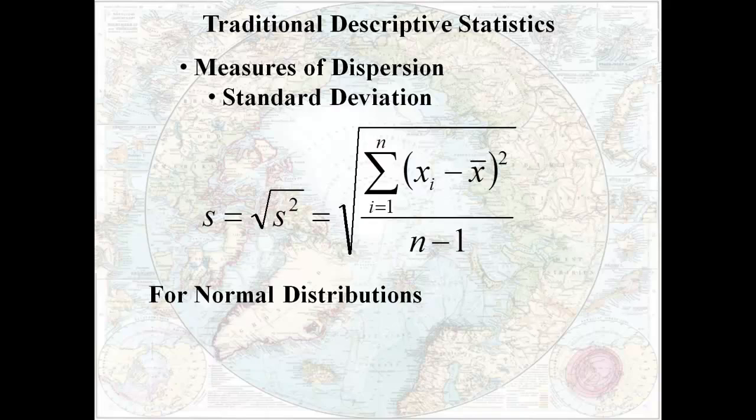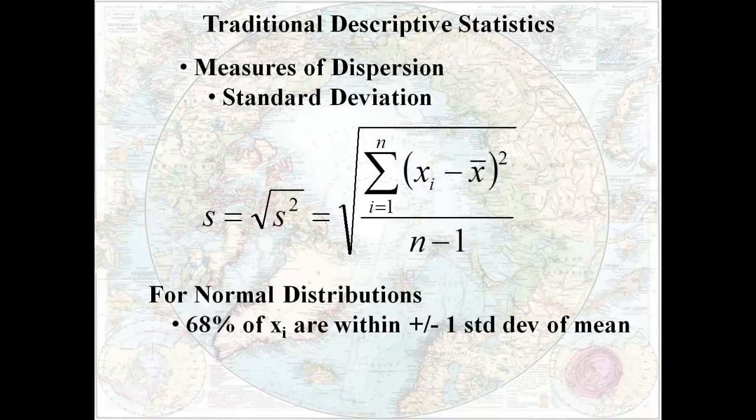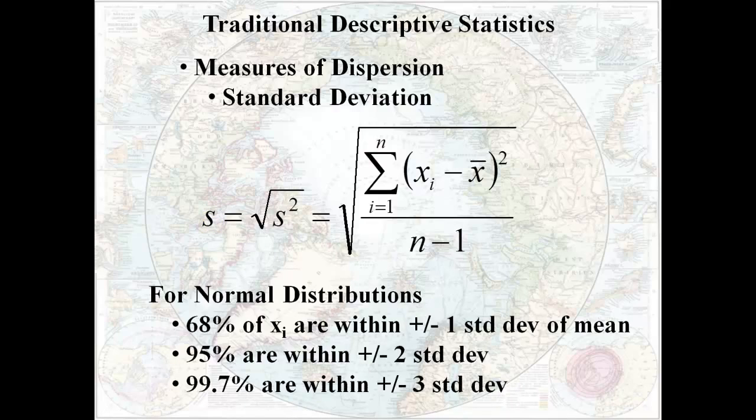For normal distributions, you can take a step further and say that 68% of all the values are within plus or minus 1 standard deviation of the mean. 95% are within plus or minus 2 standard deviations, and 99.7% are within plus or minus 3 standard deviations. So if you know the type of distribution, and it's a normal distribution, and you can compute the standard deviation, you're going to be able to infer that there are a certain percentage of your values of the population that will fall within these ranges.